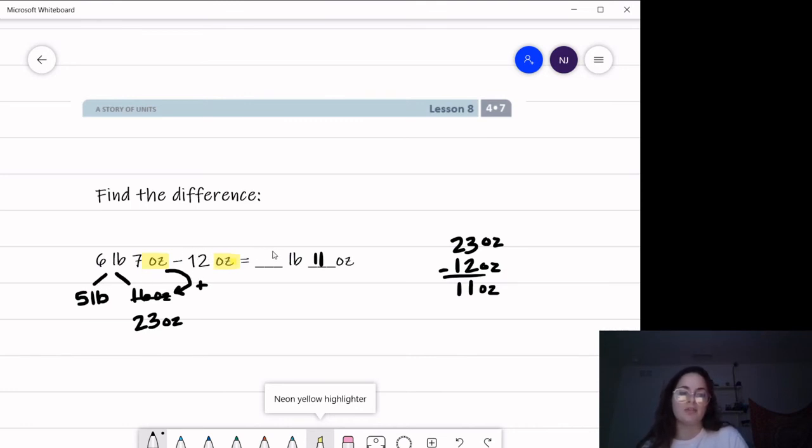So my 5 pounds can just come on over as part of my answer. Make sure you guys are paying attention to both sides of the subtraction problem, because I knew that we had to take away 12 ounces. We need to also ask ourselves, do we need to take away any pounds, just so we're making sure that we are taking all the steps to complete the problem. So I think we're ready to move on to the next one.